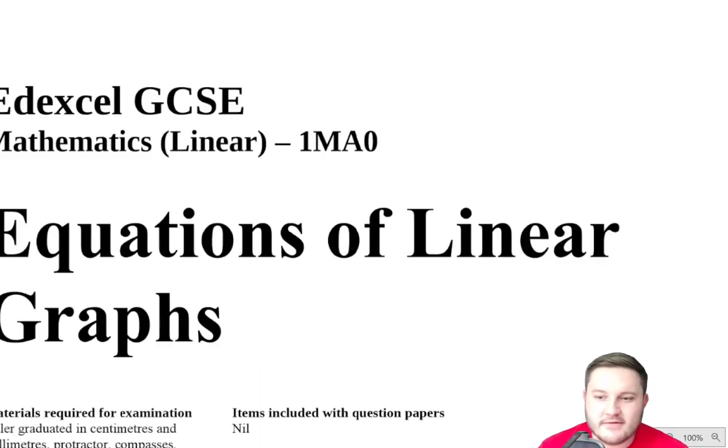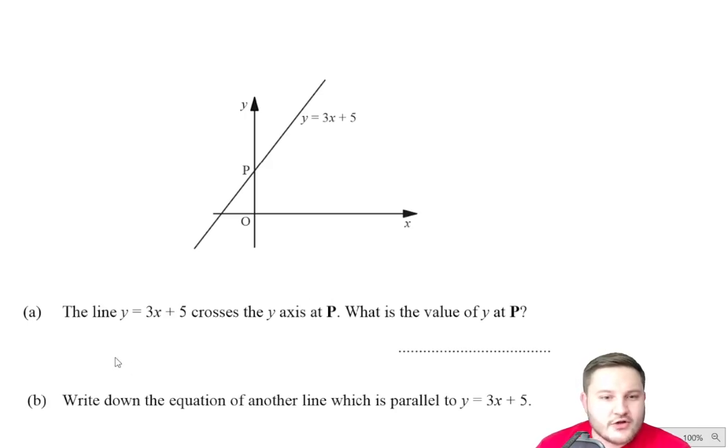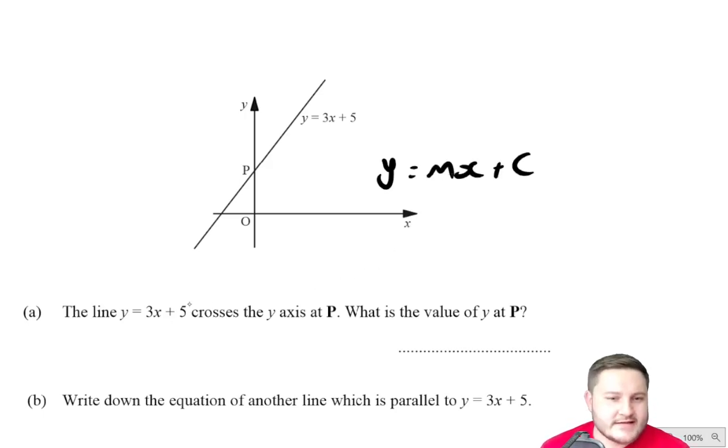Again, these are from Math Genie, a fantastic website. Do check him out. So the line y equals 3x plus 5 crosses the y-axis at p. What is the value of p? Well, p is on the y-axis, as we are told, so it must be the y-intercept. We know that in an equation in the form y equals mx plus c, m is the gradient and c is the y-intercept, so it must be 5. So what is the value of y at p? It's just 5. Just be really careful about how you read these questions.